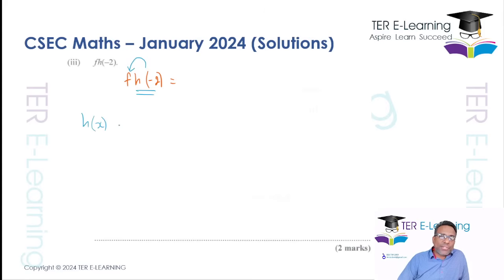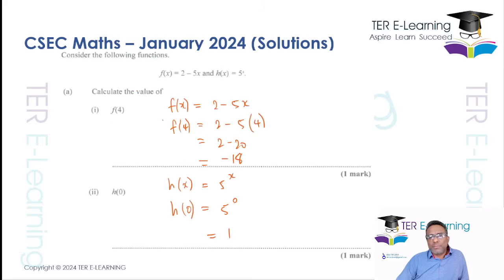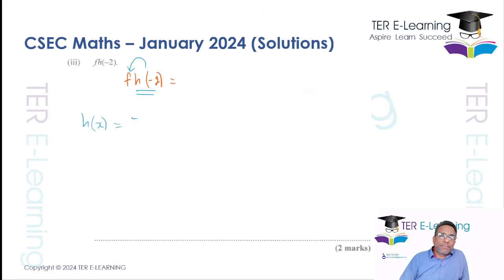So h of x is 5 to the power x, so therefore h of minus 2 is equal to 5 to the power minus 2. Now, what is 5 to the power minus 2? That's the same as saying 1 over 5 squared. So this is 1 over 25. So that is what h of minus 2 is. Now, you're going to take that answer and you're going to plug that into the function f.